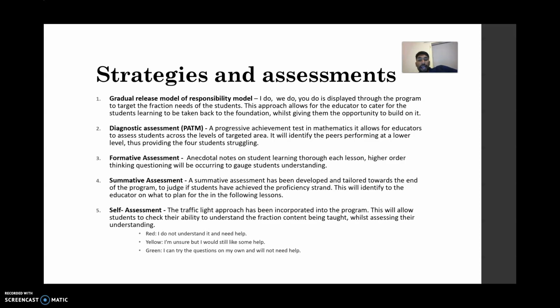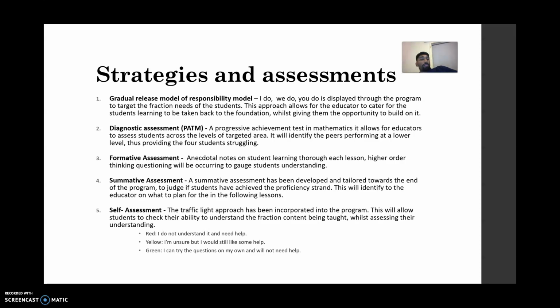Formative assessment, anecdotal notes on students' learning throughout each lesson. Higher order thinking questioning will be occurring to gauge students' understanding. Summative assessment. The summative assessment has been developed and tailored towards the end of the program to judge if students have achieved the efficient proficiency strand. This will identify to the educator what to plan for future lessons.